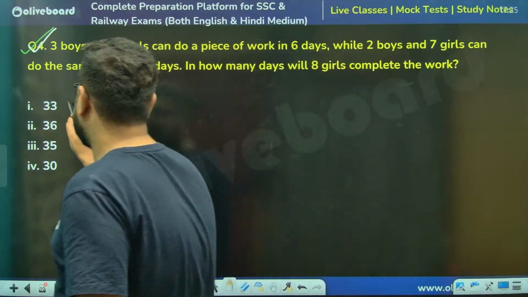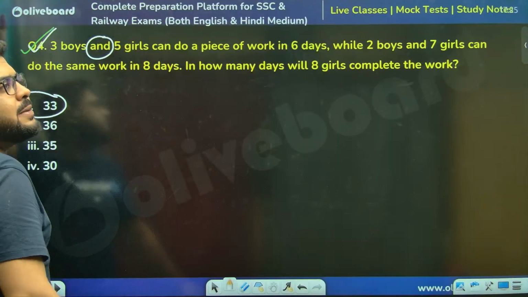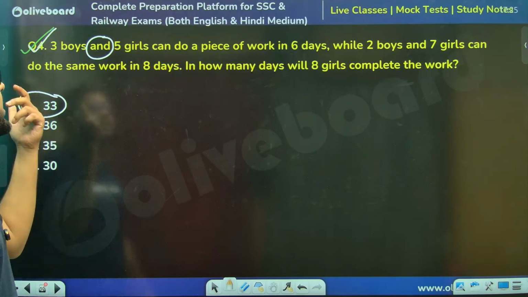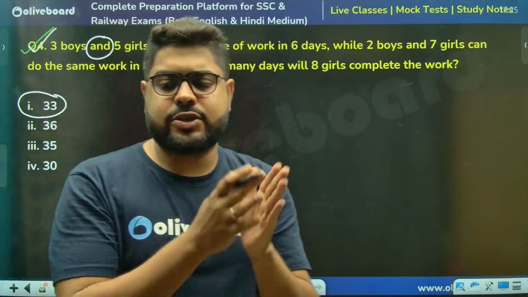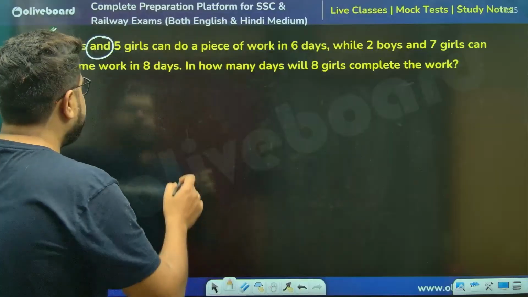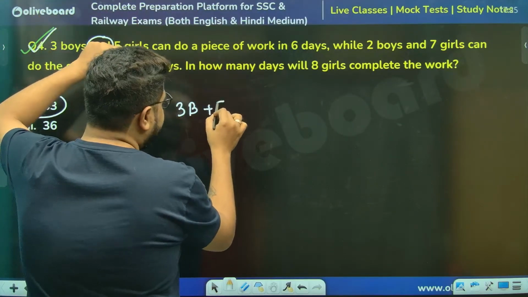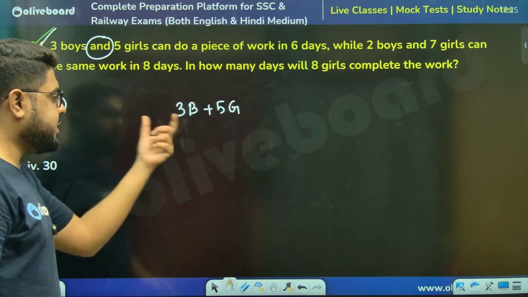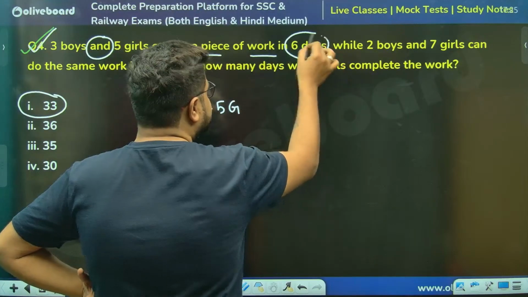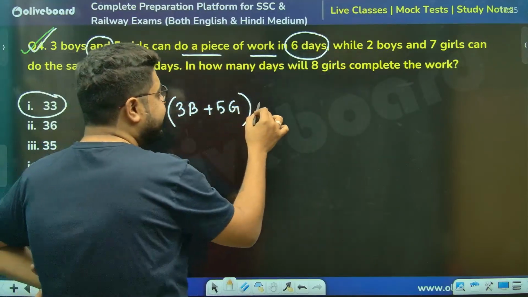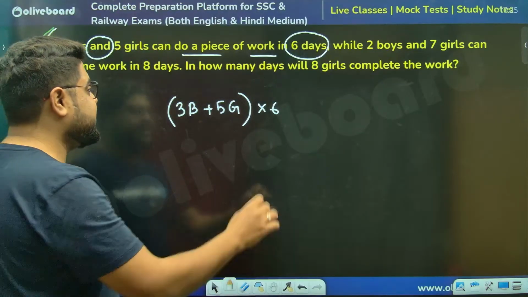Arghamita is saying 33. Let's see. 3 boys and 5 girls. This is the problem. No worries. In these questions, the equation is always based on total work. Total work: 3 boys, efficiency 3 into B, where B is the efficiency of 1 boy, plus 5 girls, 5G, where G is the efficiency of 1 girl, can do a piece of work in 6 days. So whatever they are doing in 1 day, into 6, will be the total work.